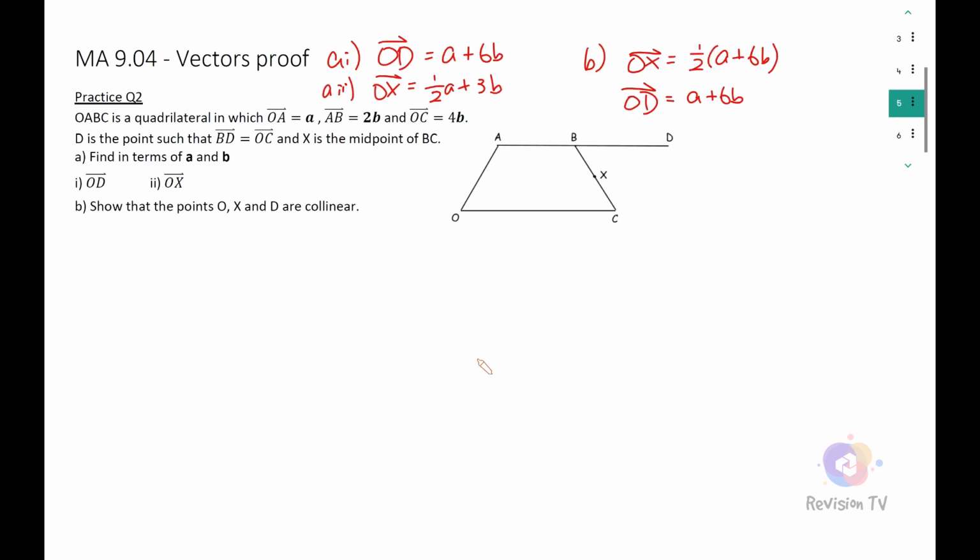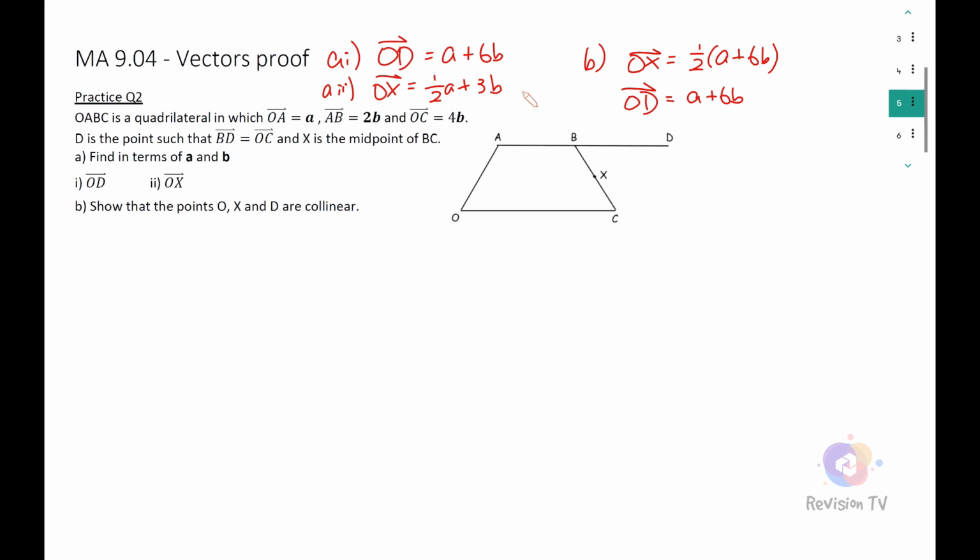Here are the answers. For question A, part 1, OD is a plus 6b. Part 2, OX equals half a plus 3b. Now if you got these two wrong, then there's no point doing part B. I would suggest you try these two parts again and then have a go at part B again, because otherwise it will affect your answer in part B and there's no way you can work it out. But if you want to carry on listening to the answer, yes you can. I'm going to explain step by step how to work it out.